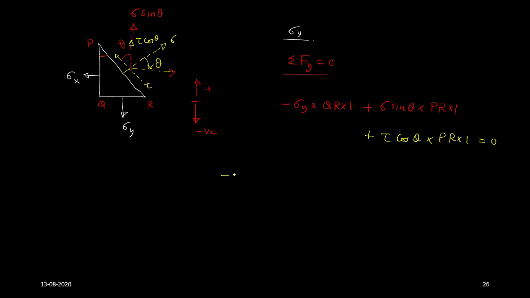So if we substitute everything, minus sigma y into QR, which is given as 3, plus sigma into sin theta, this is theta, sin theta is 3 by 5, into PR, which is 5 units, plus tau, which is 70, and cos theta is 4 by 5, into PR, which is 5, equal to 0. And this value of stress you also have to substitute, which is equal to 120.